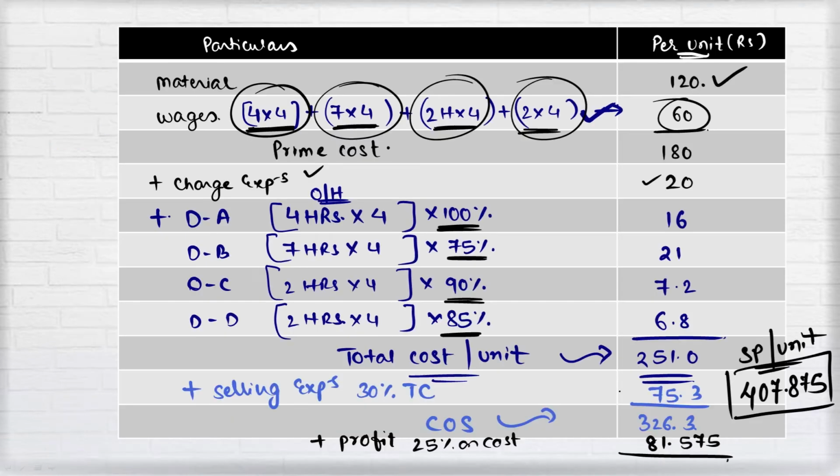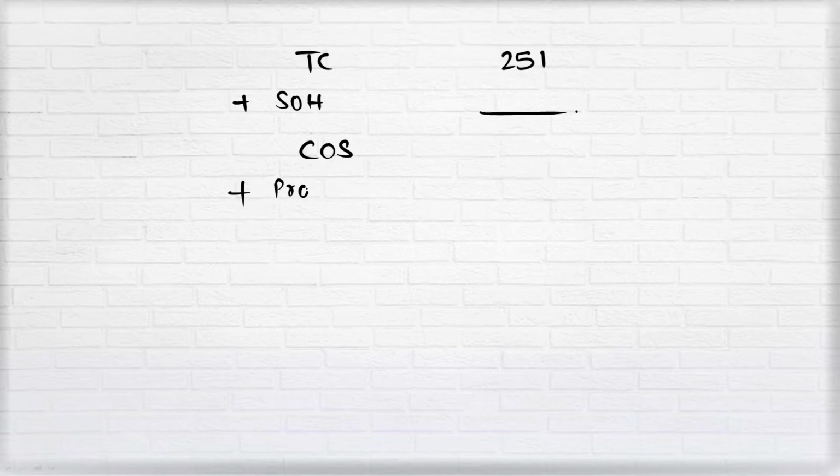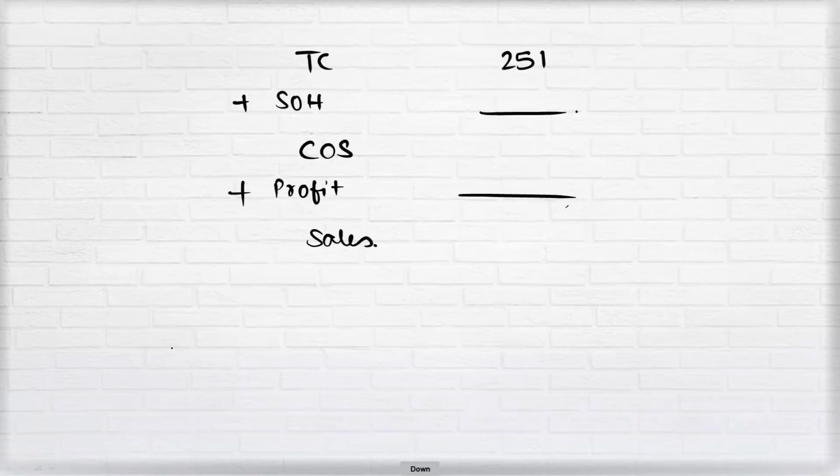How, I will tell you. I have got total cost. What is my total cost? 251 plus the selling overhead. I get cost of sales plus profit, I get sales. How much should be selling overhead? It is 20.9. I am taking 20%. Say selling overhead is absorbed at 20%, so selling overhead should be 20% of sales, and profit should be 20% of sales. So if this is 100, this should be 20 and this should also be 20. Actually, it is 20.9 something, but I am taking it as 20.